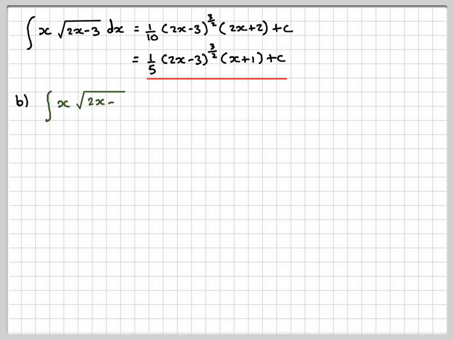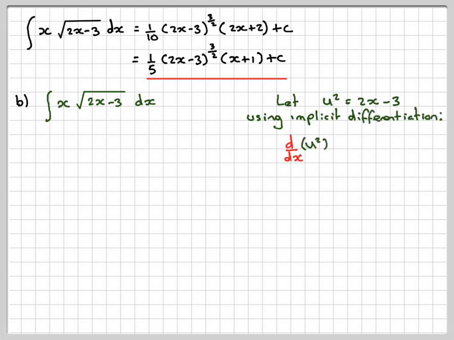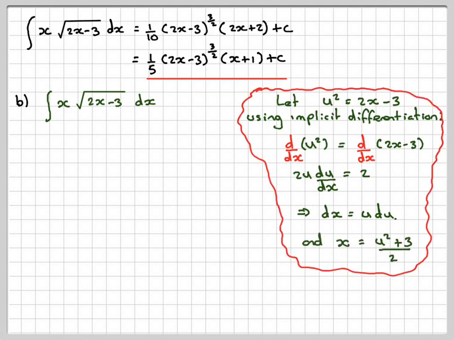Alright, using the second method, this time we're told that u squared is equal to 2x minus 3. So if we use implicit differentiation, d/dx of u squared is equal to d/dx of 2x minus 3. This gives me 2u du by dx, and this will just give me 2. Rearranging that, taking the dx up here and the 2 down here, we get that dx is equal to u du. Just pause the video if you're not sure on that, and check that you get from that to that. And x would be equal to (u squared plus 3) over 2.